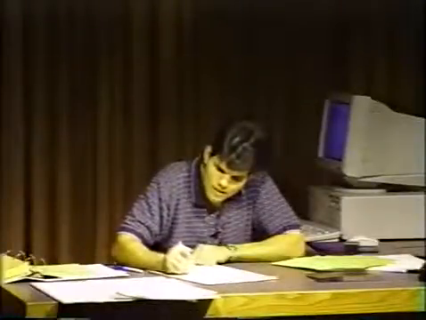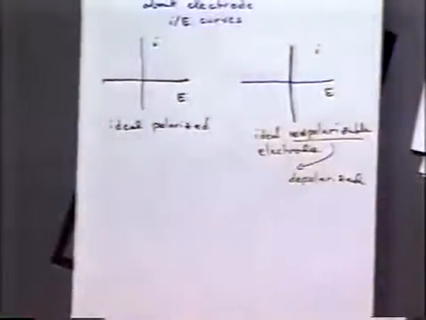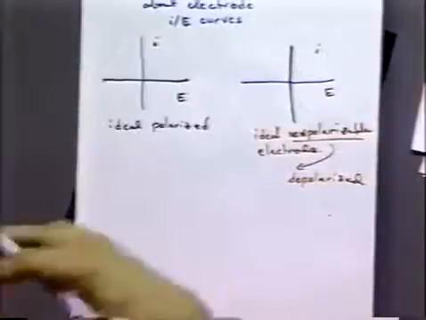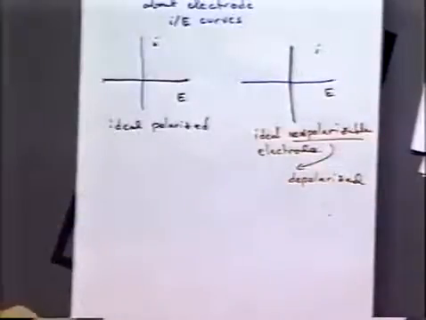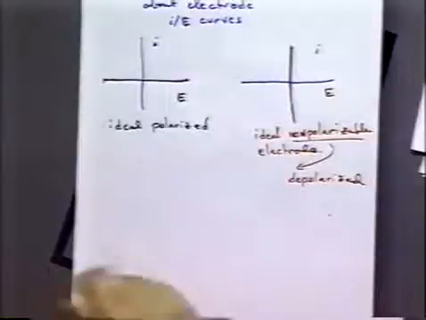Whereas in the ideal non-polarized electrode, or alternately we might call it a depolarized electrode, no matter what potential we apply, we get large amounts of current flowing out of the system. And so that suggests a very facile electron transfer interface, where even small amounts of potential can cause very large rates of chemical reactions at the surface.